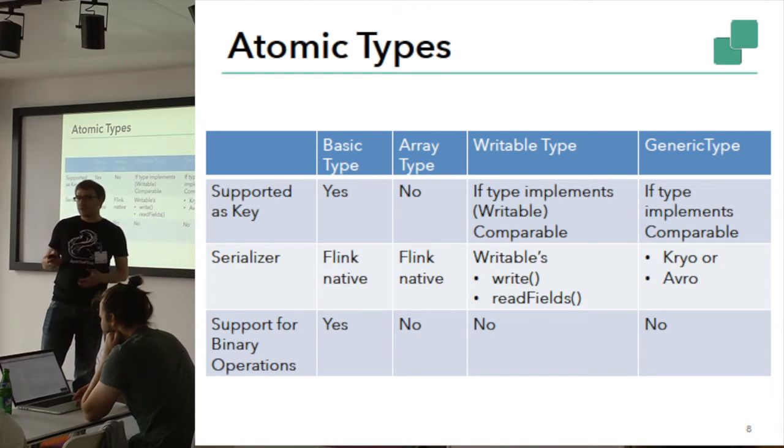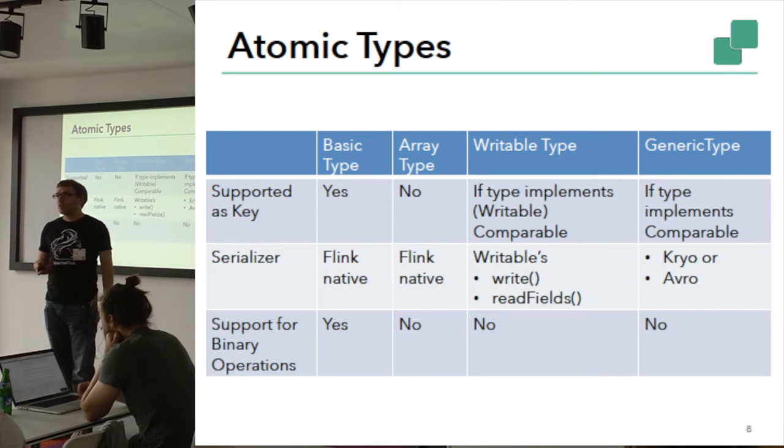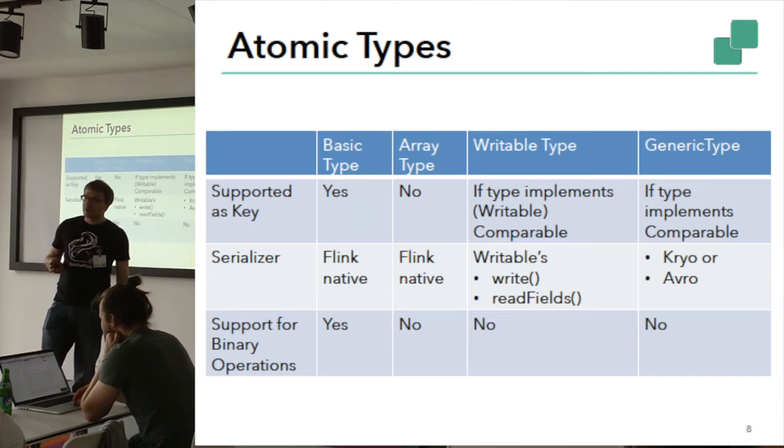The serializer category is what kind of serializer is used to convert this data type, and the support for binary operations is important if you look at efficiency. For certain data types, Flink is able to compare in binary form, so we don't need to deserialize the data.